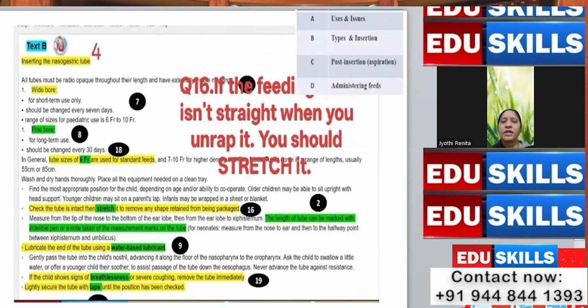That means what? It is a paraphrasing of straight. When you unwrap it, what should you do? You have to do stretching. Then only it will become straight, isn't it? So what is our answer? We have to write stretch. So the rest everything is given. You have to write it as stretch, and kindly note the spelling and just copy and paste in your answers. So let's go to the next question, that is the 17th one.